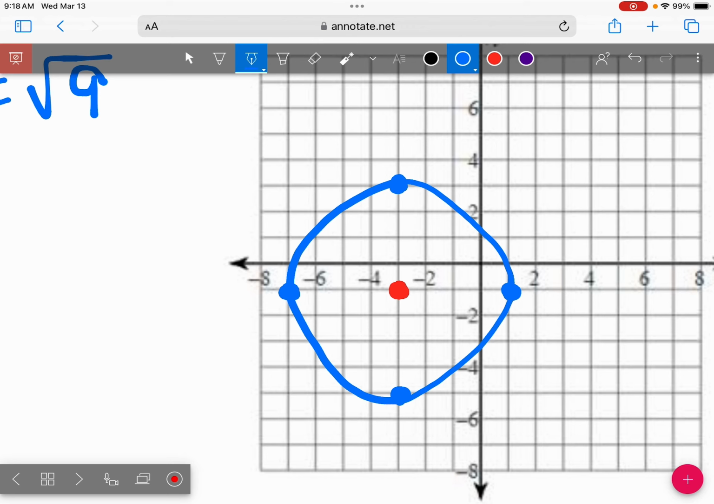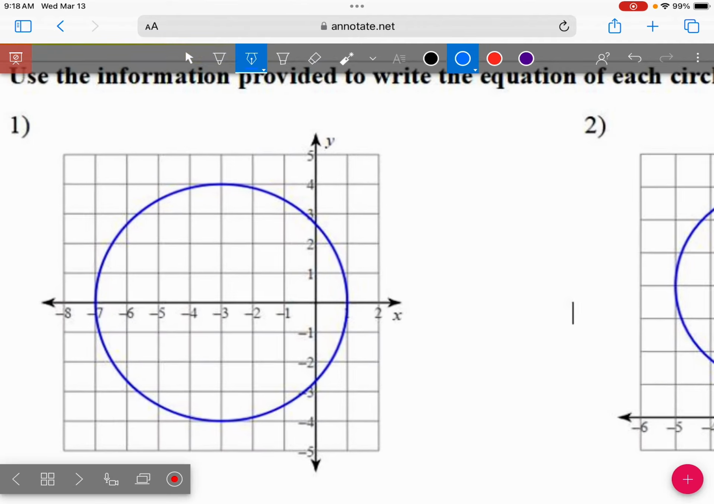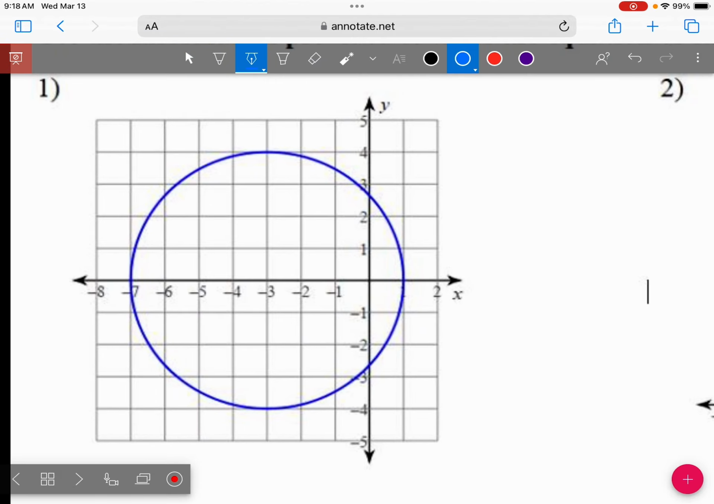All right, last page of our notes. Let's finish it on out. So now we have a circle and we need to write the equation. So the first thing we need to do is figure out where is the center of this circle. So what I like to do is I like to draw a line from the widest parts, and where they come together is the center. So I know my center is right here. That's the center of my circle.